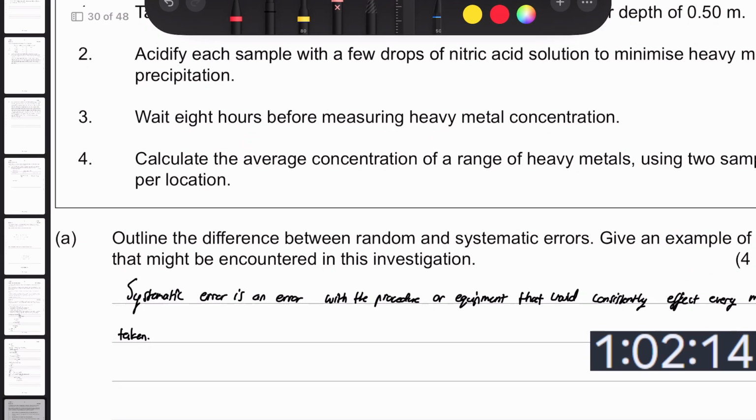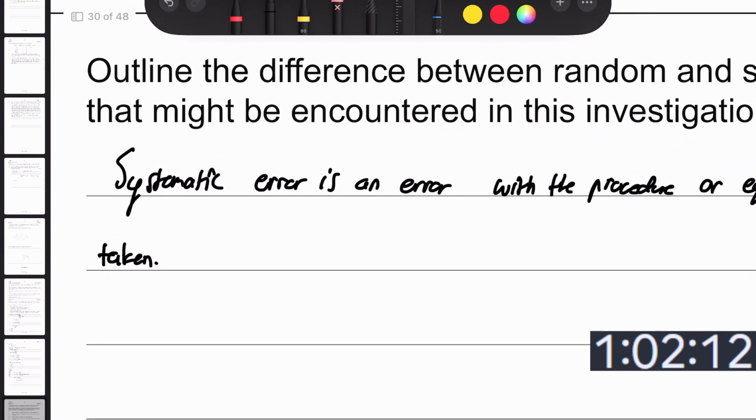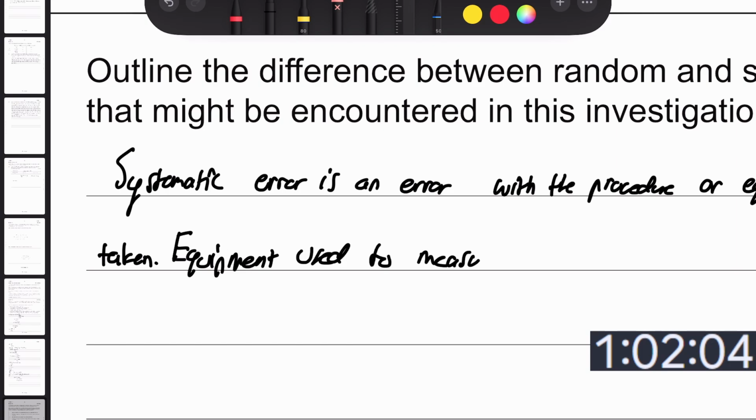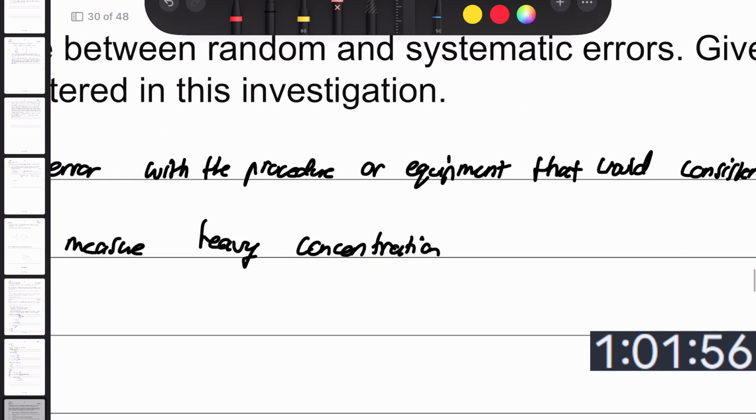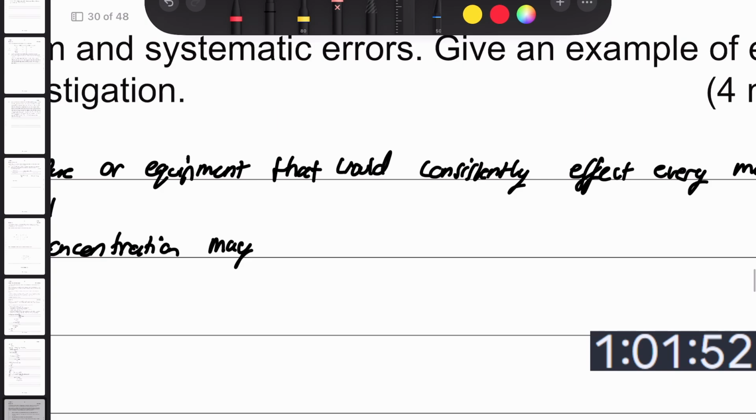Two samples before measuring heavy metals. Equipment used to measure heavy metal concentration may not be calibrated properly.